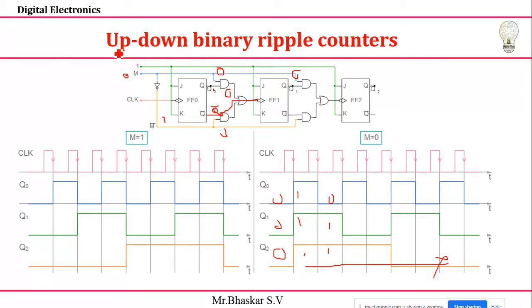Keep in your mind, when it comes to the up down counter, if I make my mode value 1, it acts as an up counter. If I make my mode value 0, then it acts as a down counter. Is it clear about this one? Up down counter, anybody having doubts?